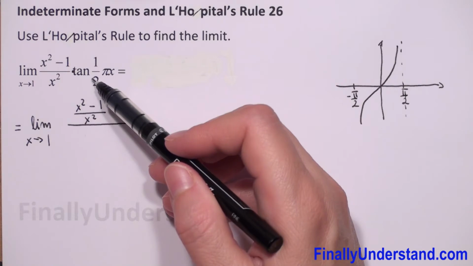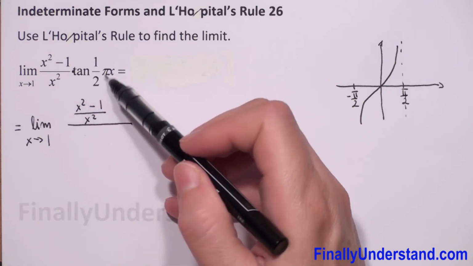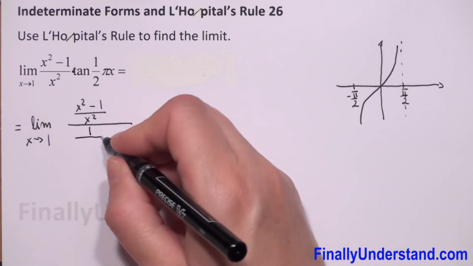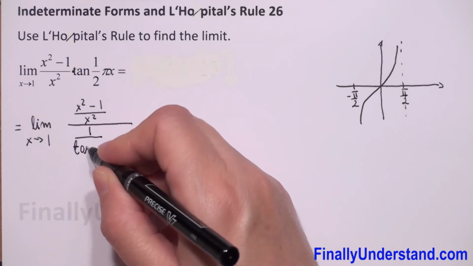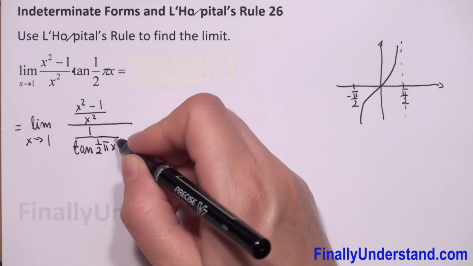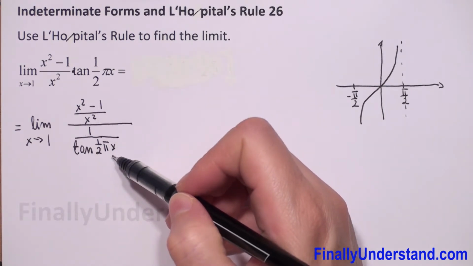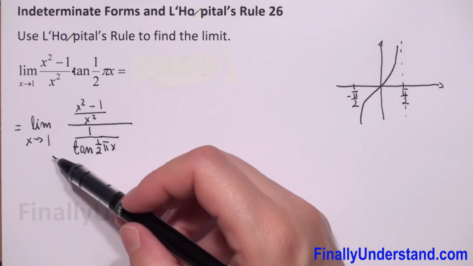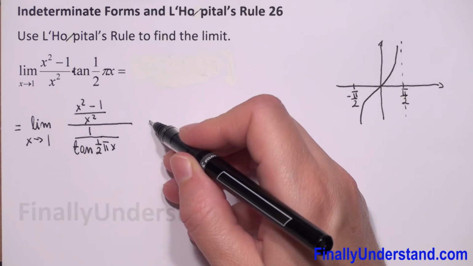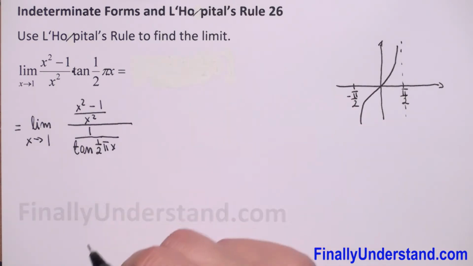When we have infinity, and in numerator we have 0, we have to change this to 0. So I will put 1 over tangent of 1/2 pi x. Now we will have 0 in numerator and 0 in denominator when x approaches 1. When we have indeterminate form, 0 over 0 or infinity over infinity, we can use L'Hopital's rule.